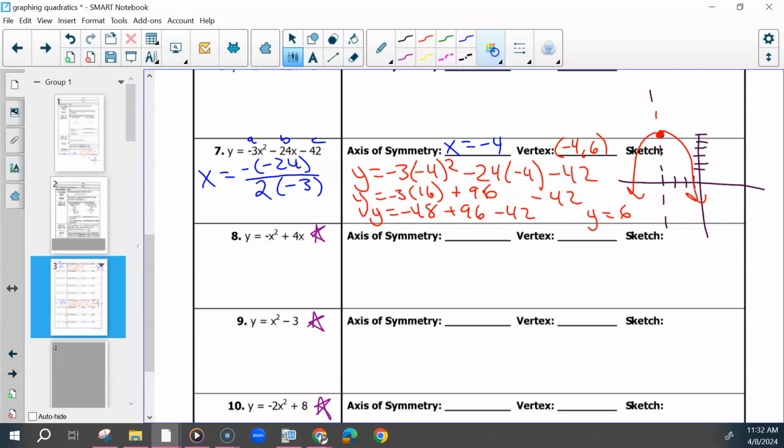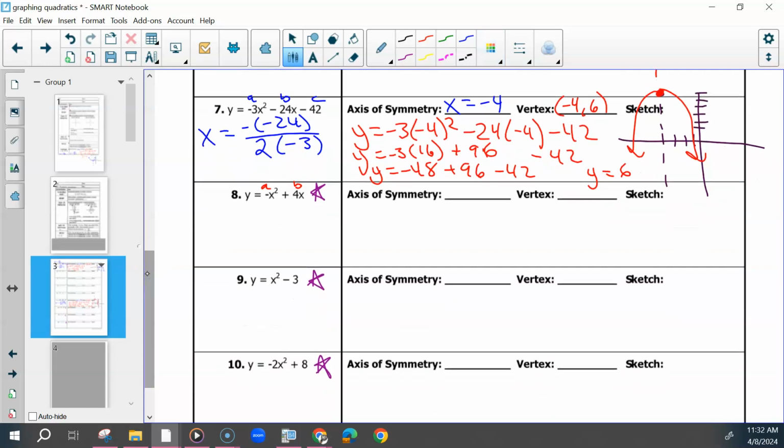And number 8, what's missing? The C. In what we're doing right now, that doesn't matter. You just have to notice that the C is missing. Can you assume that it's 0? The C would be 0, yes. Not that we need it here, but if you were doing factoring or the quadratic formula, then yes.